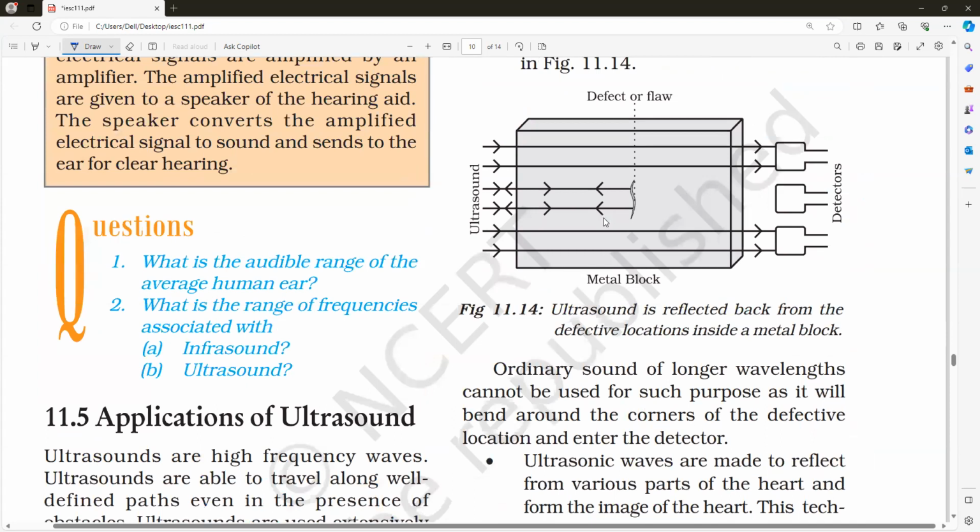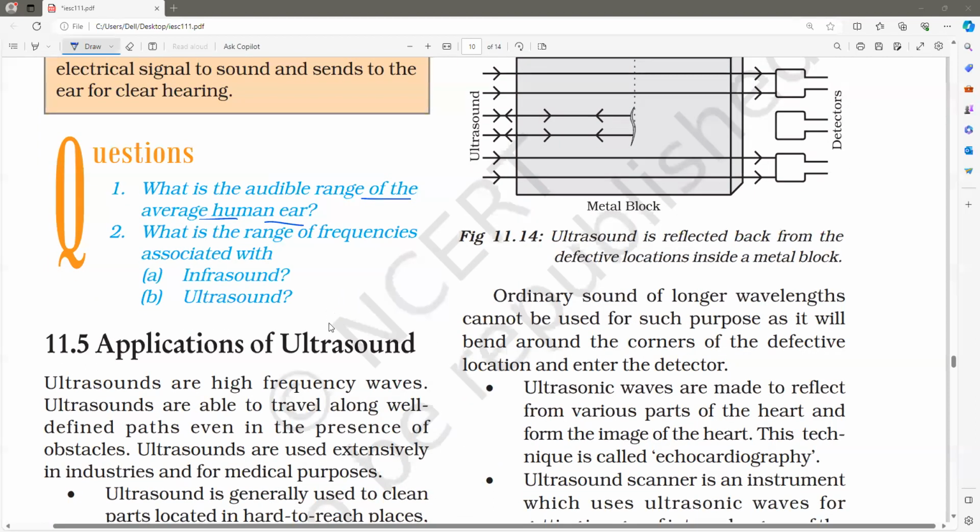Next, what is the audible range of the average human ear? What is our audible range? Everybody. 20 hertz to 20 kilohertz. That's all. Write it.